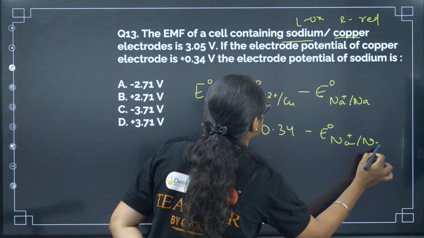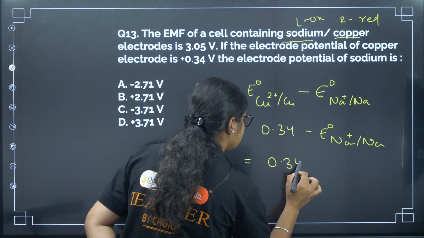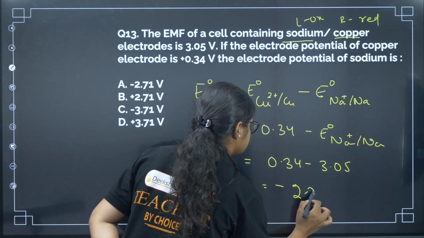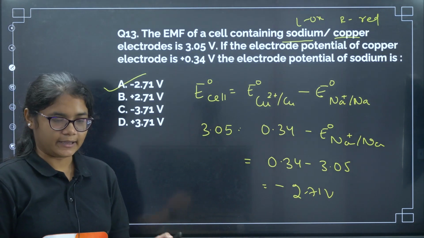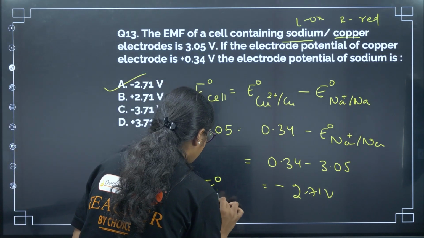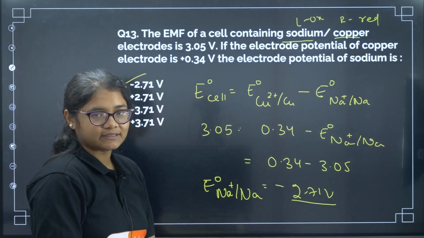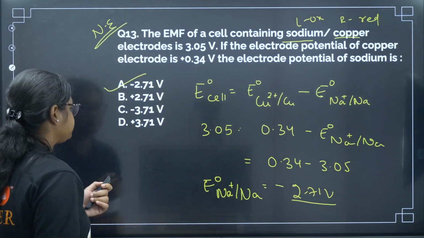Then what is the reduction or electrode potential of sodium? So if I solve this, we'll get 0.34 minus 3.05, that is equal to minus 2.71 volt. So the correct answer for this question is option number A. Okay, so we know sodium is a metal, its reduction potential will be negative. So that is why we are getting negative reduction potential of 2.71 volt. Okay, very easy question again from Nernst equation.